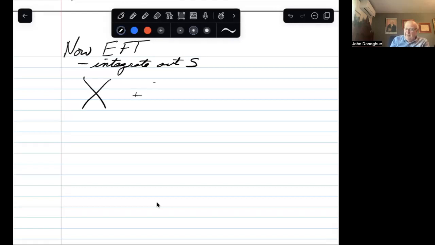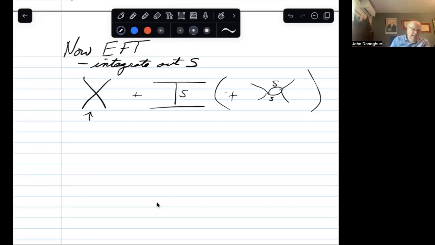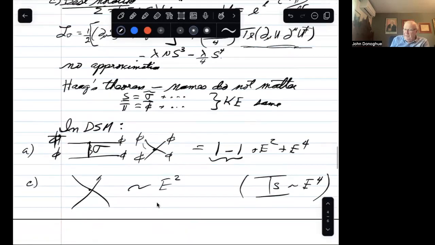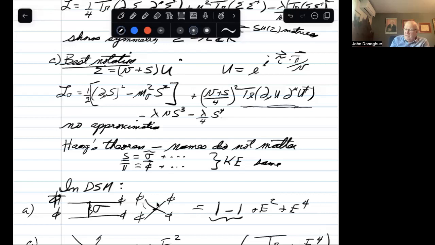And then I will get terms that look like s exchange. And then eventually there'll be terms that look like s loops, which I'll come back to. But at this stage, you can see this term right here is easy to write down. This is going to be my L effective. This is v squared over 4 trace d mu u d mu u dagger. That's gotten from right there.